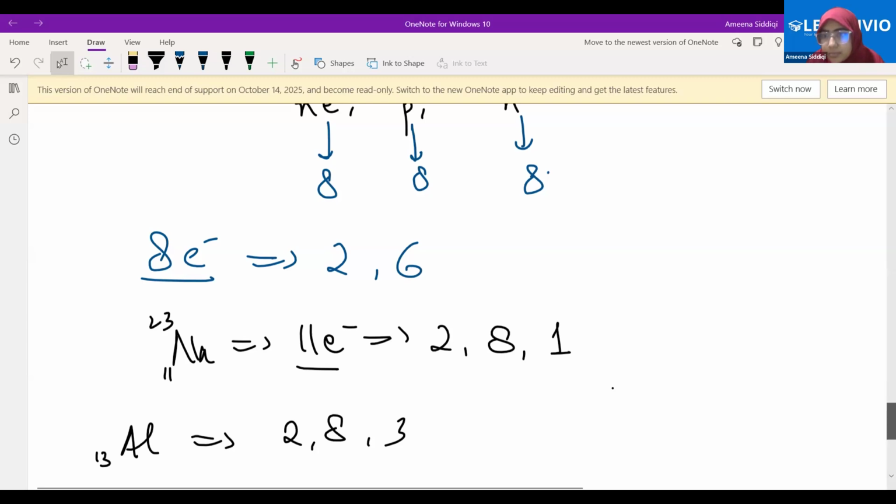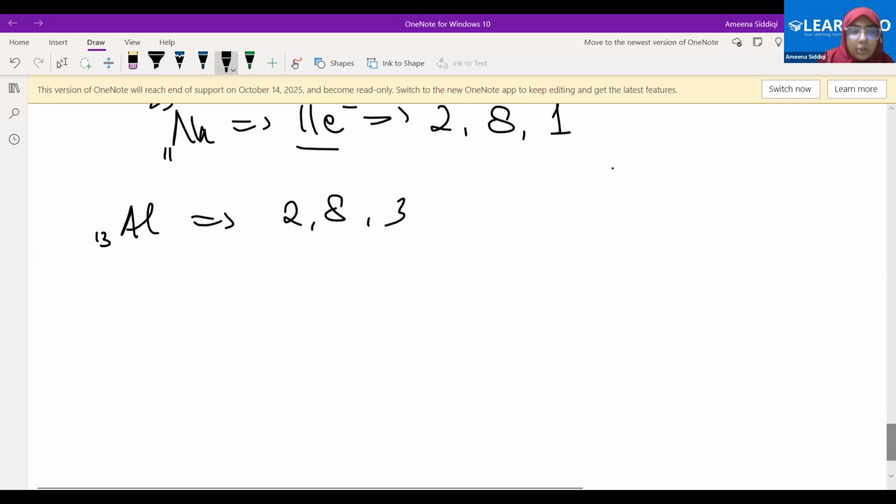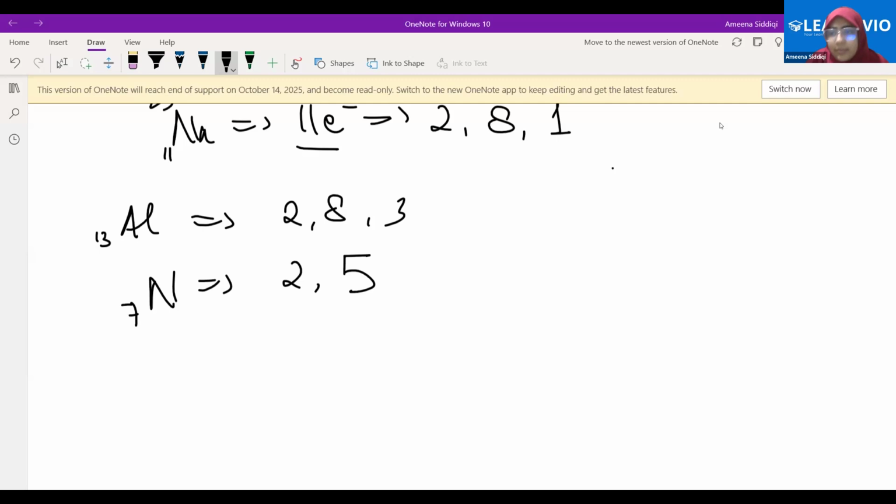Yes or no? Tell me the electronic configuration for nitrogen, which has the atomic number 7. Quickly, all of you. It is 2 and 5. Good. That's the electronic configuration for nitrogen.